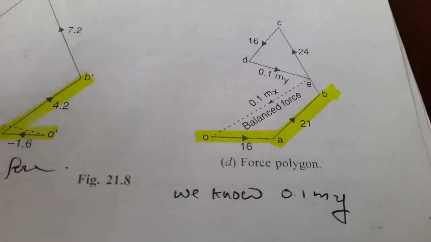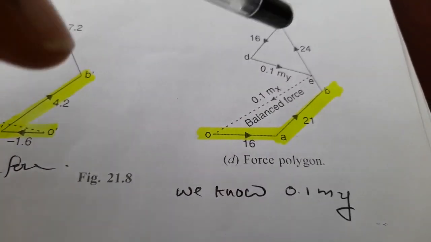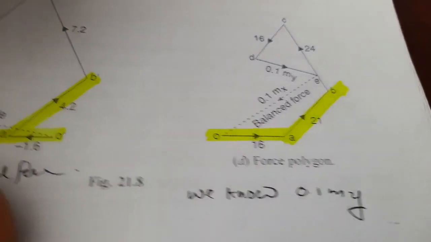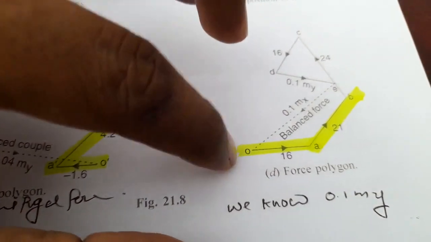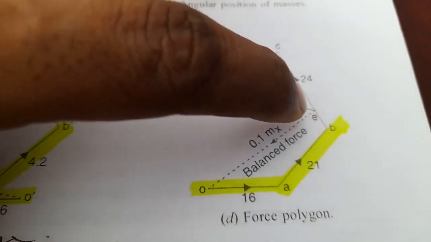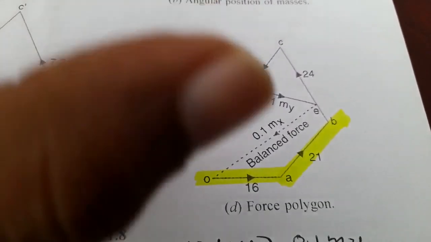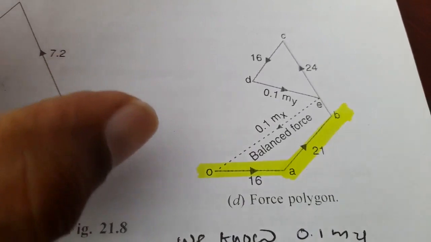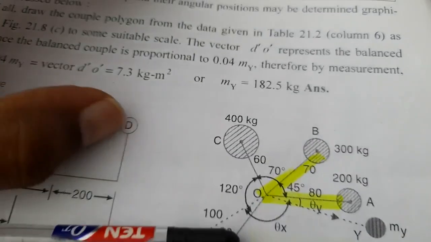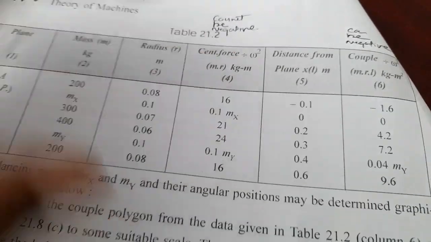Now you know that we have sketched this force polygon according to a scale. So the next thing you have to do is carefully measure this length EO. Because you have sketched this according to a scale, multiply it by the scale factor. Then you will get the actual value for the centrifugal force, which is given in units of kg meters.